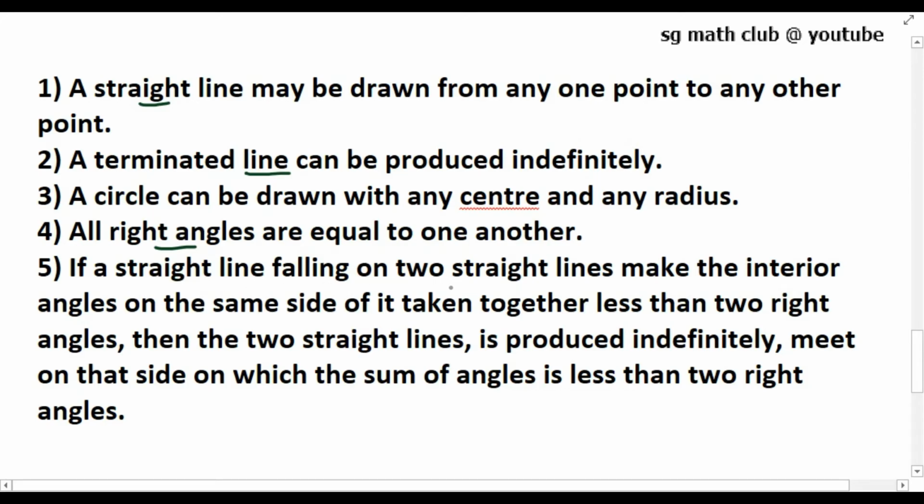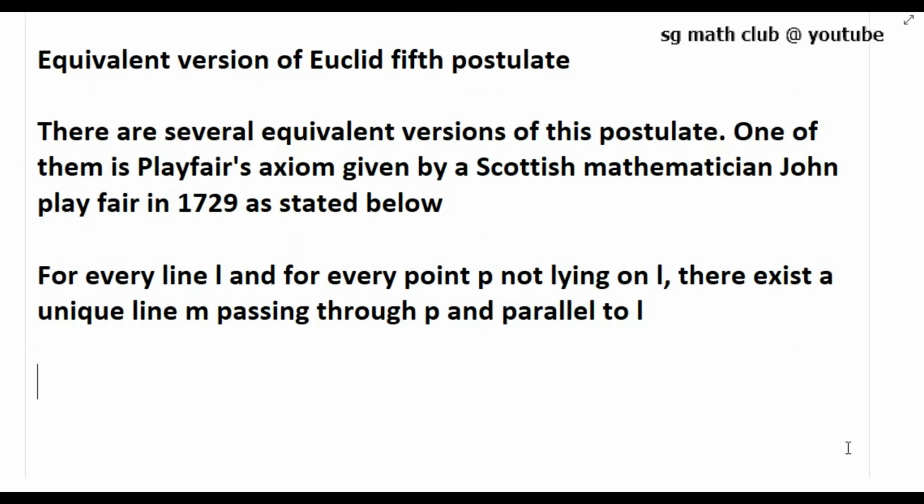If a straight line falling on two straight lines makes the interior angles on the same side of it taken together less than two right angles, then the two straight lines, if produced indefinitely, meet on the side on which the sum of angles is less than two right angles. So, an equivalent version of Euclid's fifth postulate. Euclid's fifth postulate is very significant in the history of mathematics.